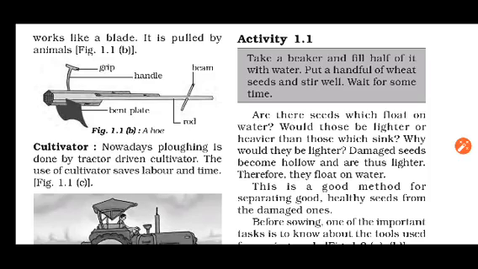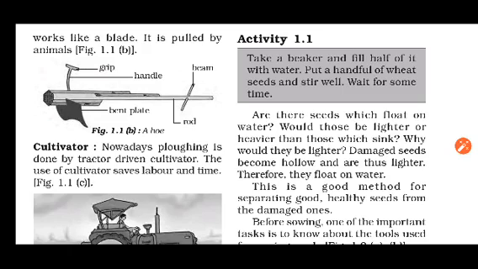Wait for some time. After some time, what we will see, are there seeds which float on water? There will be some seeds which will be floating on the water surface, and there will be some seeds which will be sinking, जो पानी में डूब चुके होंगे. So would those be lighter or heavier than those which sink? तो अब आप मुझे बताएं, आपने साइंस में पढ़ा है कि जो चीज पानी में डूब जाती है, the object that sinks in water is heavier than water or lighter than water. तो जो ऑब्जेक्ट पानी में डूब जाता है, इट इज कंफर्म दैट दिस ऑब्जेक्ट इज हैवियर देन वाटर, एंड द ऑब्जेक्ट दैट फ्लोट्स ऑन द सरफेस ऑफ वाटर, इट मींस दिस ऑब्जेक्ट इज लाइटर देन वाटर.